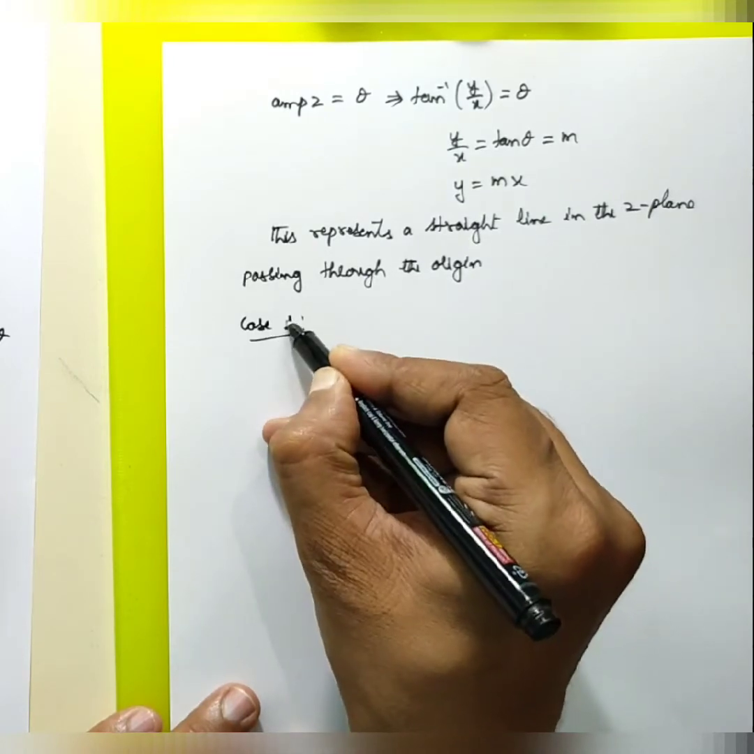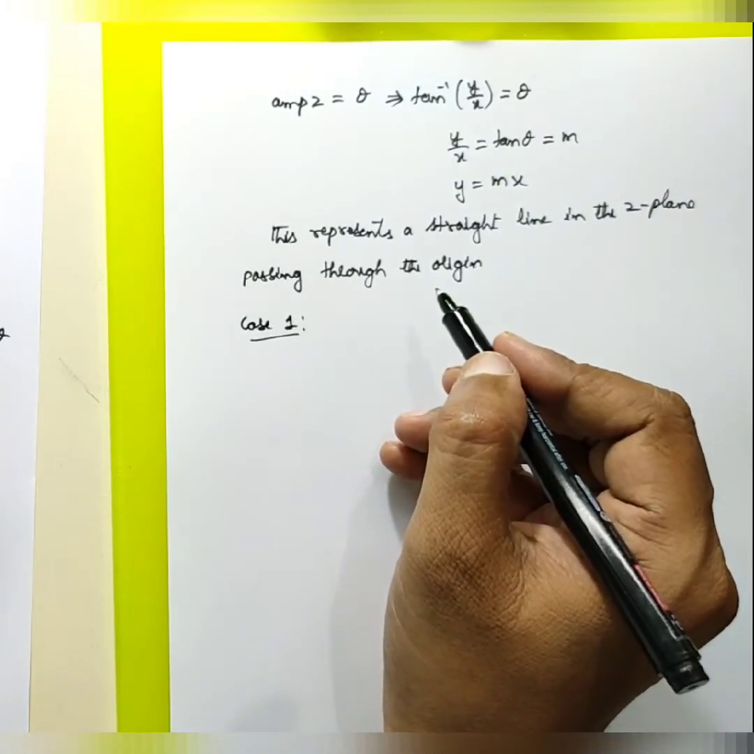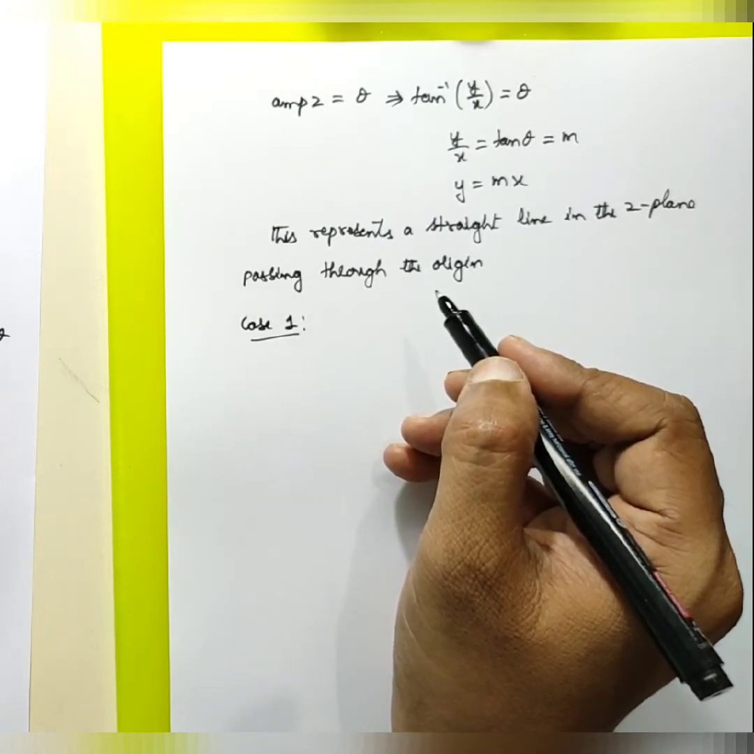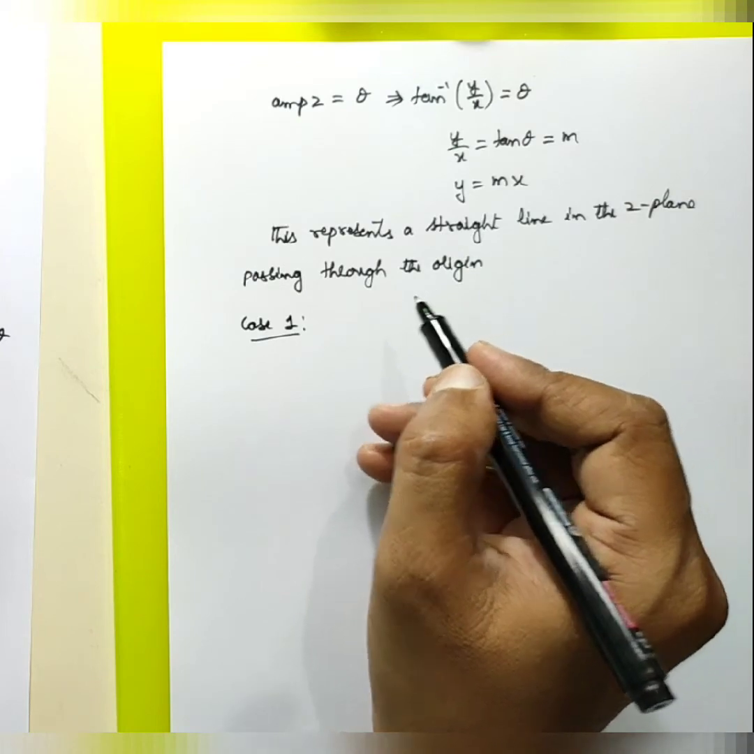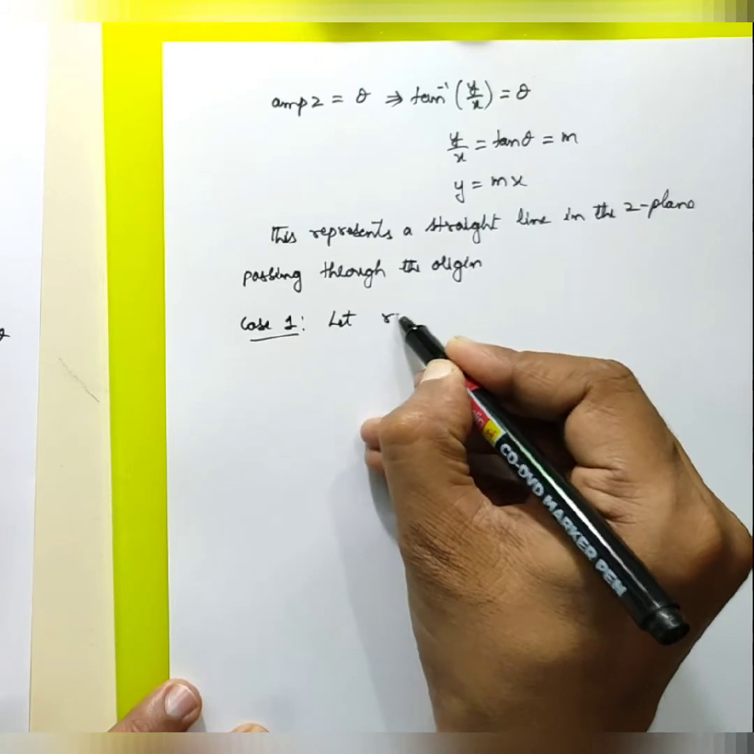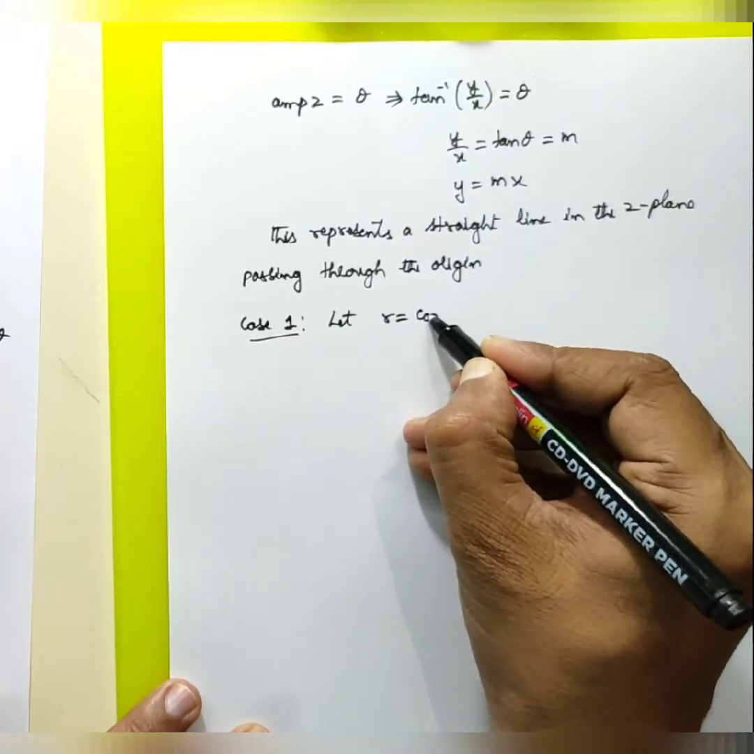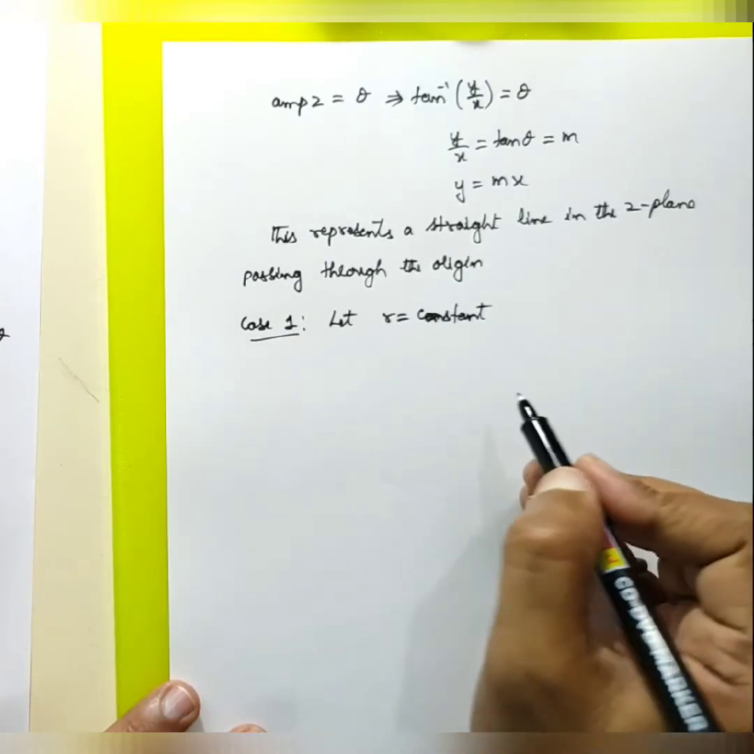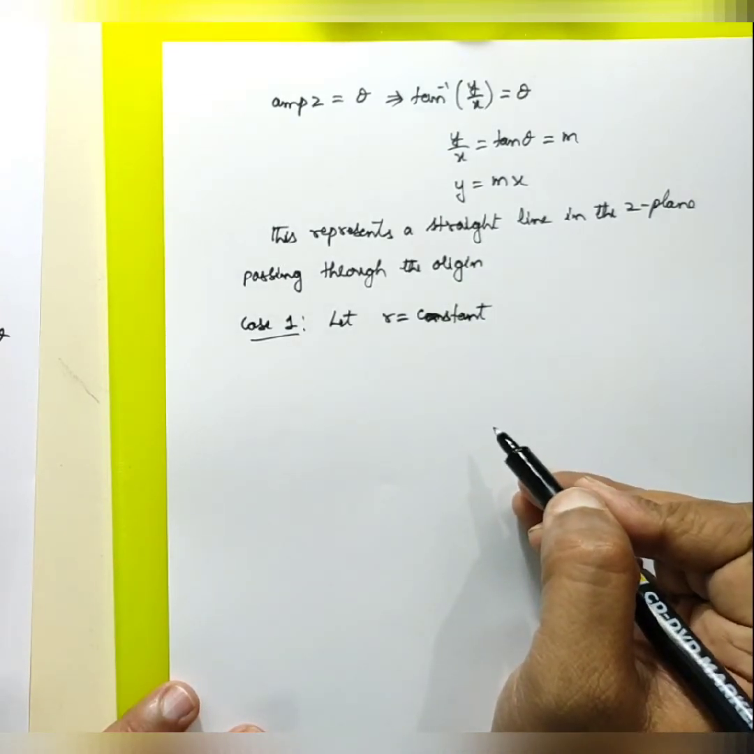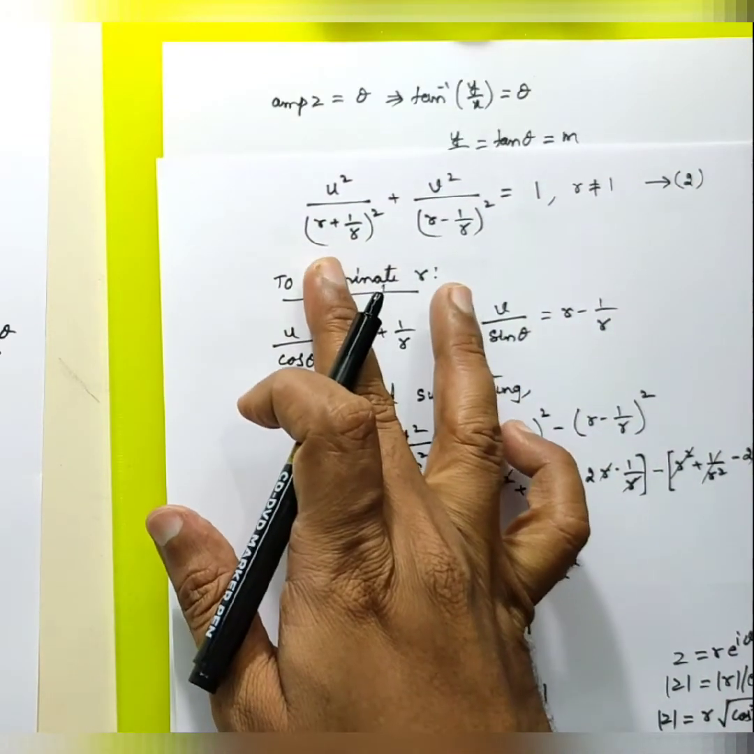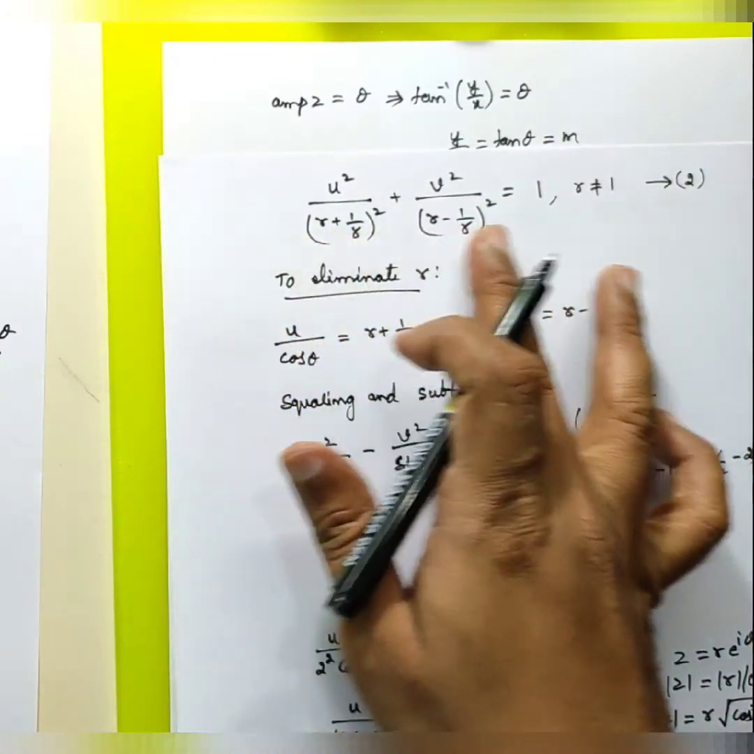Case number 1: suppose I take the value of r to be constant, because I have expressed z in terms of r and theta, so you have to take the value of r as well as the value of theta. So let us take r equal to constant. What will happen to this equation? Can you see the first equation? After eliminating theta, I have got this equation. I have taken that as equation number 2.